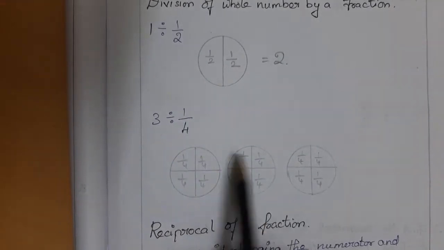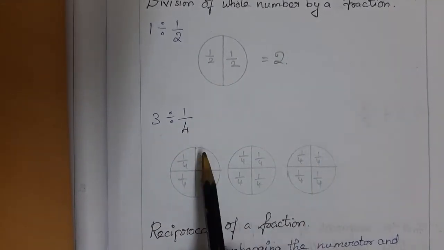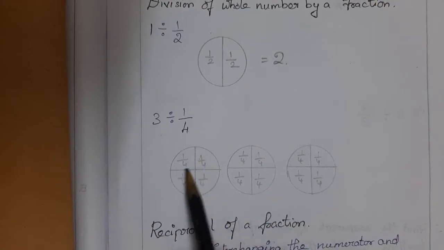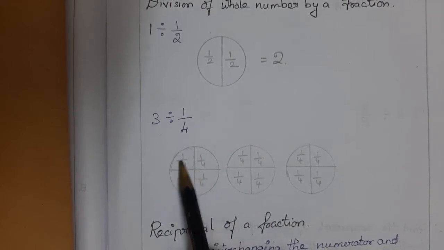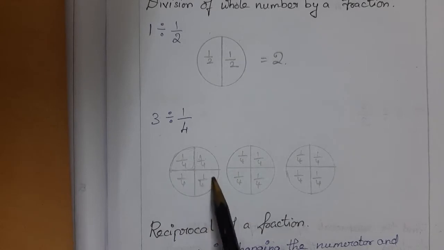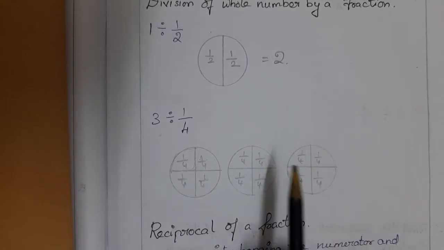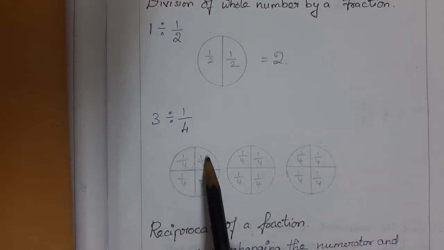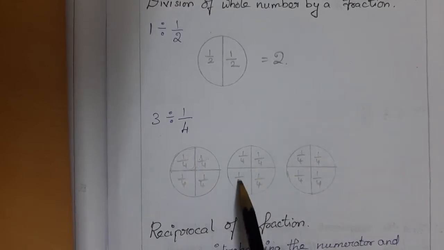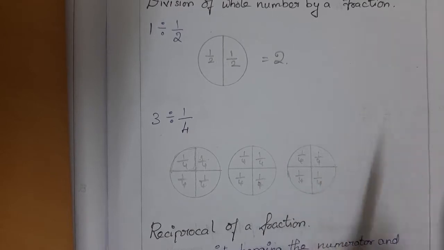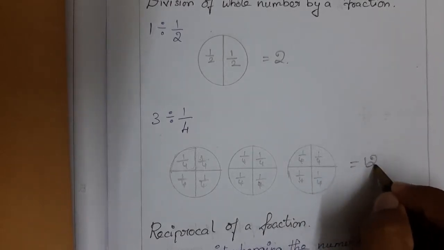So next, 3 divided by 1/4. I have taken 3 full circles and each circle I am dividing into 1/4 parts. This is the 1/4 part of each circle, right? So here are 4 1/4 parts, here are 4 1/4 parts, and here are 4 1/4 parts. Totally how many parts are there? 1, 2, 3, 4, 5, 6, 7, 8, 9, 10, 11, 12. So the answer is 12, right?